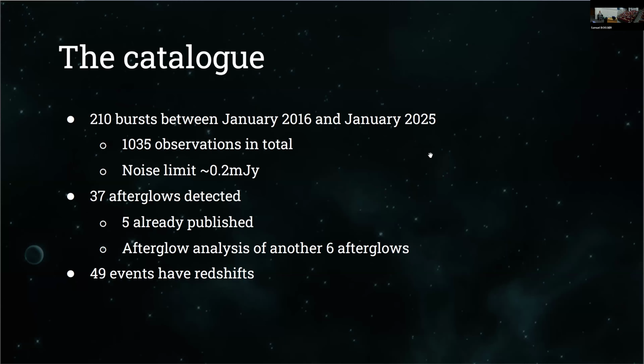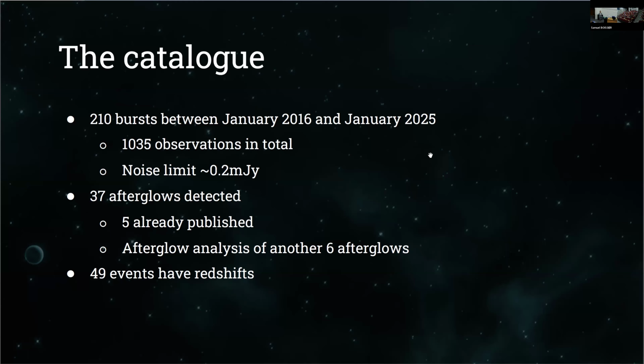Now, in total, out of 210 events, we detect 37 radio counterparts at the position of GRBs. I've called them afterglows here, but there's a couple of cases where we don't have sufficient data to really say if something is variable, so it could be host galaxy or contamination emission. Of these 37, we've already published 5. These have already been published by myself or my collaborator, Joe Bright.